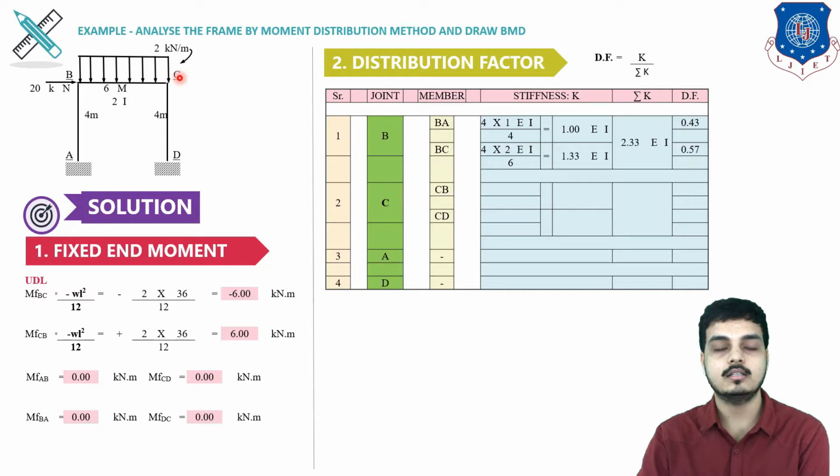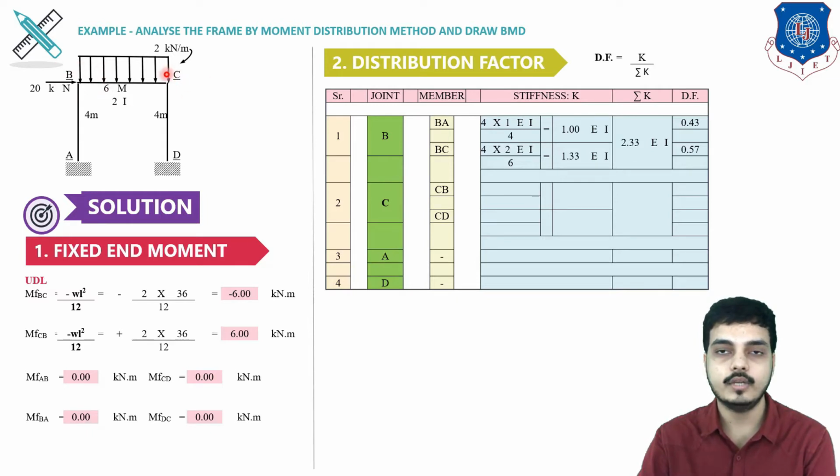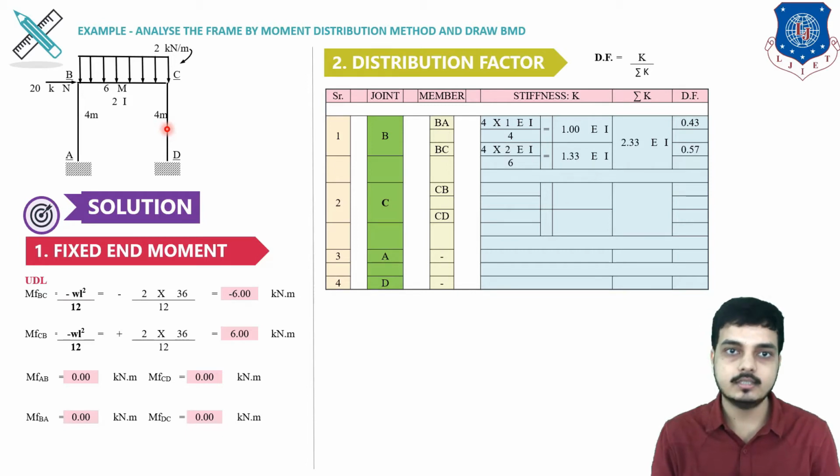That means they are intermediate joints, so we can start with any one of them. We are starting with B. For joint B, the members connected are B to A and B to C. We know that for B to A the far end is fixed, so the formula is 4EI upon L. Here I is not mentioned, so consider a unit I. Whenever the I value is not mentioned, even though it could be 1I, 2I, 3I, whatever, consider it a unit, meaning single. So B to A will be 4 into 1 EI upon L, where L is 4. Ultimately the value will be 1 EI.